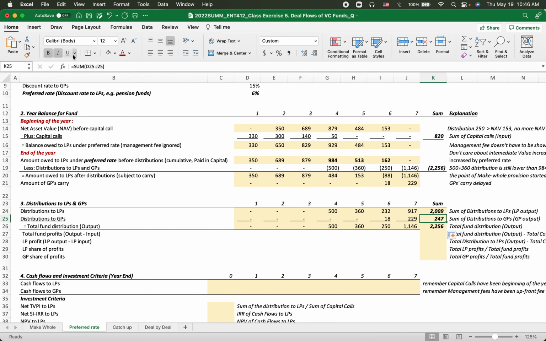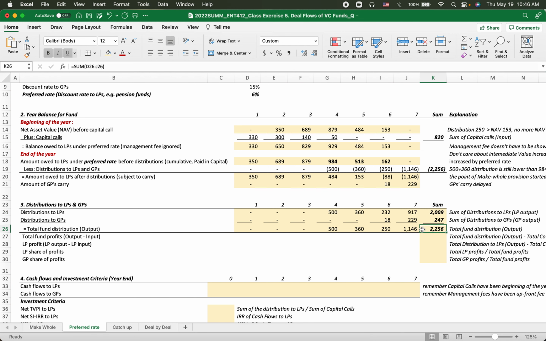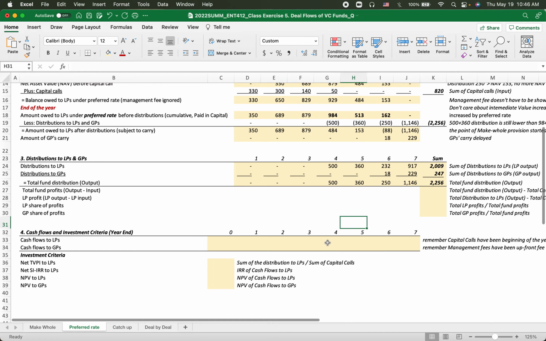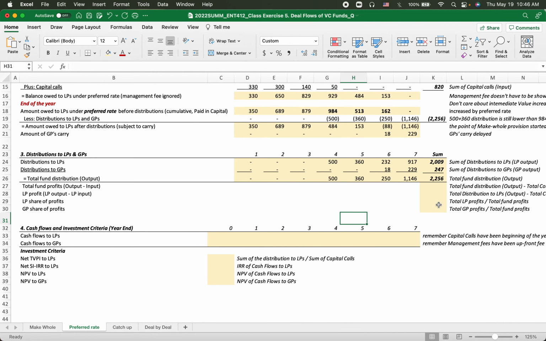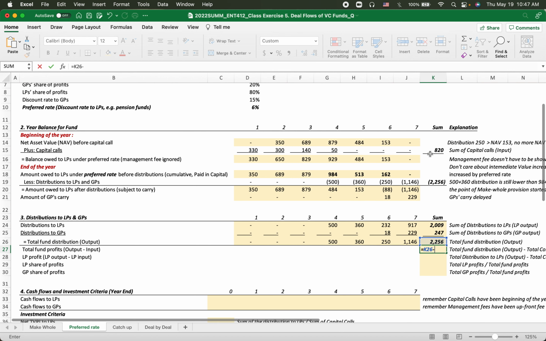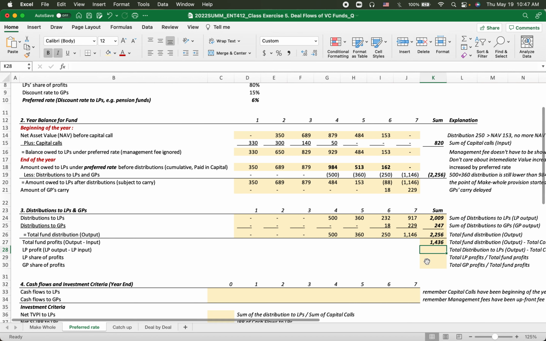So we got this total number, total fund distribution and output, right? And then total fund profits. How much is the total fund profits? Here, 2,256 is the total amount of distribution, which is output, right? Output minus what is the input? Actual cash input, 820, right?